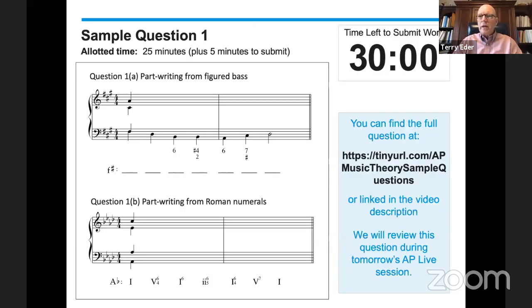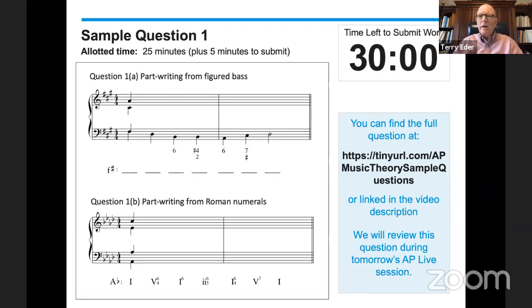So yesterday, the actual exam that we were taking looked like this. And I said in the right side there that you could find the complete question at tinyurl.com at AP Music Theory Sample Questions.